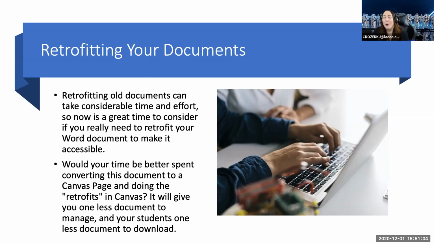So when you make that decision of, I have this material and I need to retrofit it, remember, just like I said in the beginning, this is a really good time to ask yourself, does this really need to be a document, or would it be better as a Canvas page? If it's going to be better as a Canvas page, you might as well, if you're going to devote the time to retrofit it into a Canvas page. But if you think about it and you say, no, I need to retrofit this into a document, then there's a couple of things that you can do to make your document more accessible.